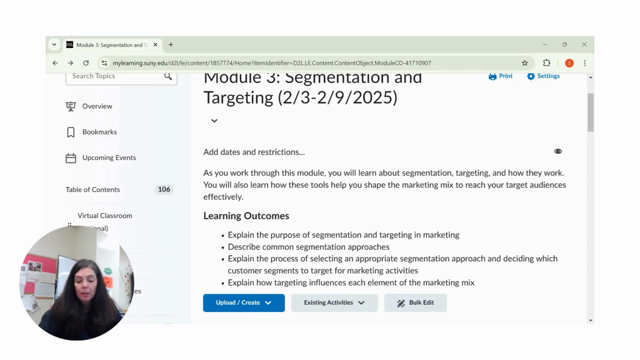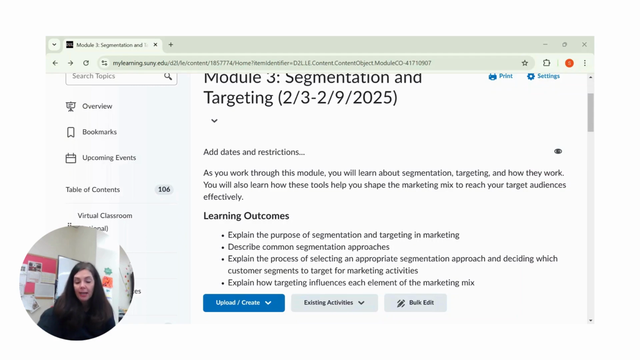This module, you're going to understand the difference between segmentation and marketing. Segmentation is when you divide all of the potential customers into specific groups so we can understand them better. We want to know our customers. We want to know who we're trying to reach. So we want to understand their needs, their wants, their desires.